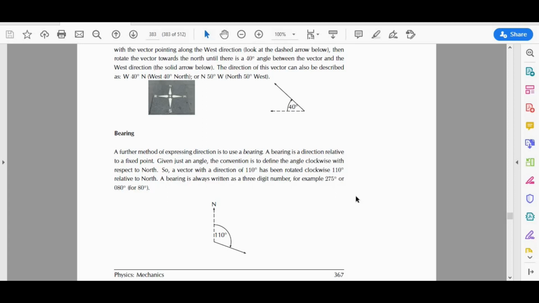Now a bearing is always written as a three-digit number. So even when you have a bearing that's only a double-digit number like 80 degrees, you still need to write it as 080 degrees. That is only when you are required to calculate bearing, but it's always written as a three-digit number.